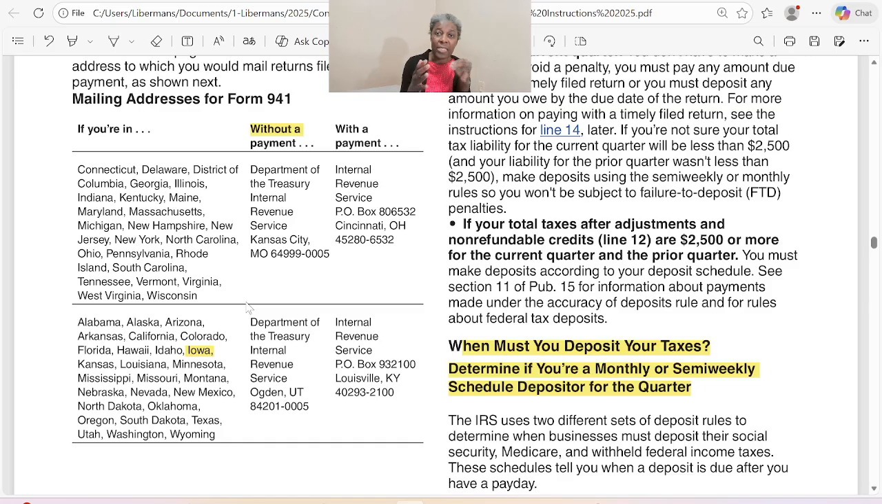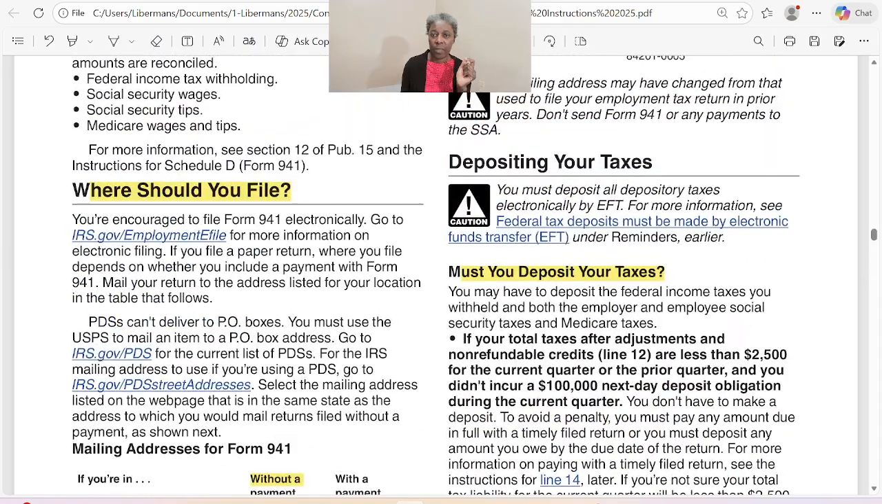So that means there is no payment included in the envelope that we are mailing. Without a payment, we'll use the address corresponding to where our state is, and that is this address. If you are going to complete a voucher and add a check to the envelope, then you'll go with the with a payment column address corresponding to where your state is located. In this instance, that is going to be the without a payment column. You look for your state and you use the address corresponding to that under without a payment.